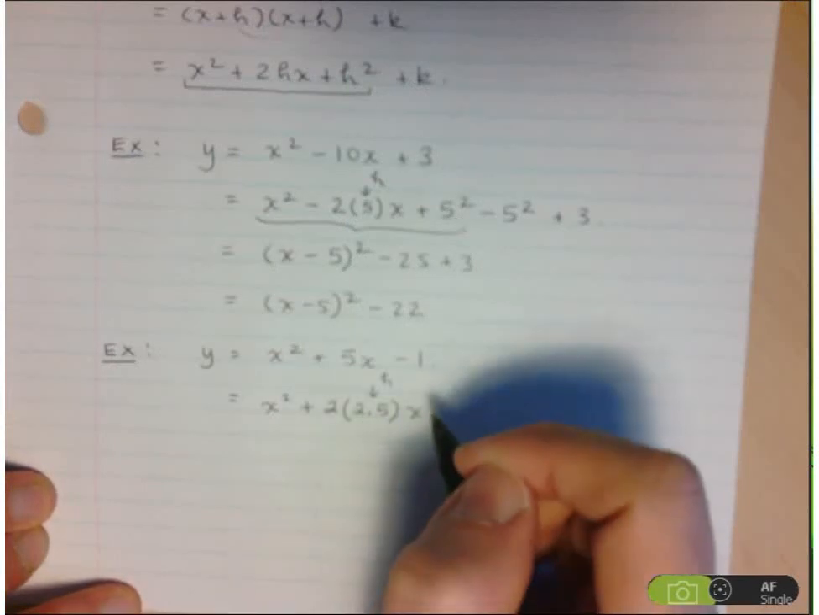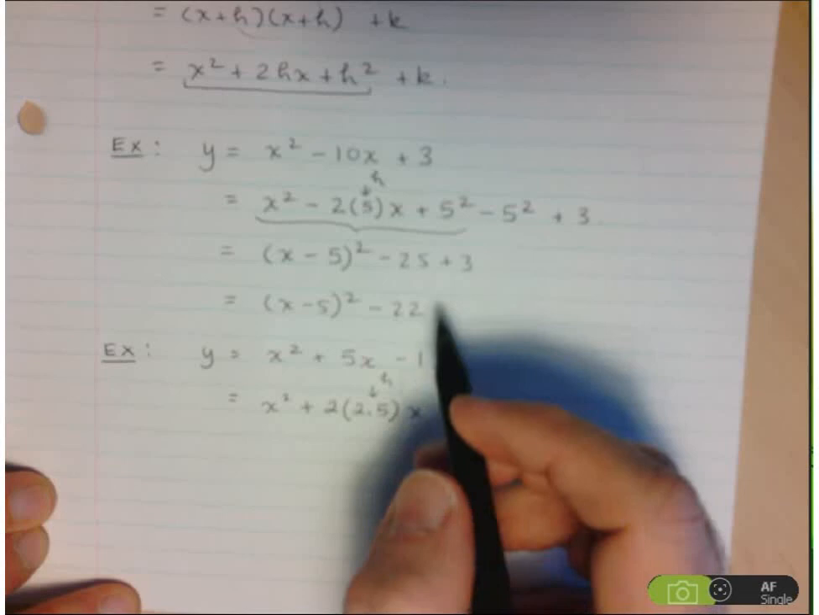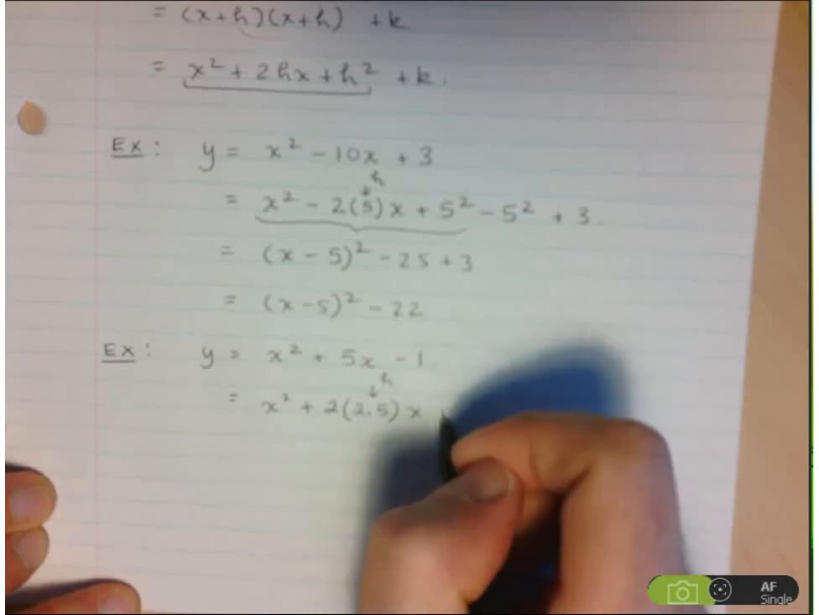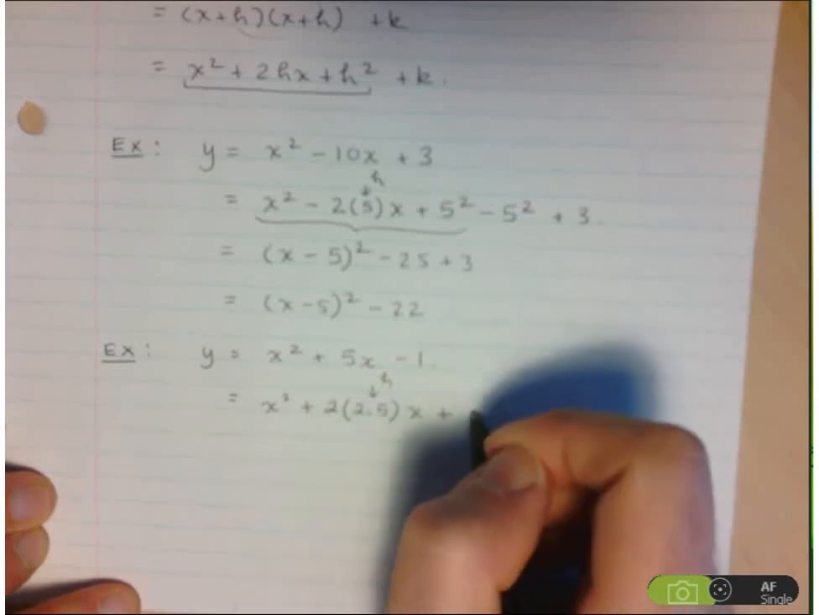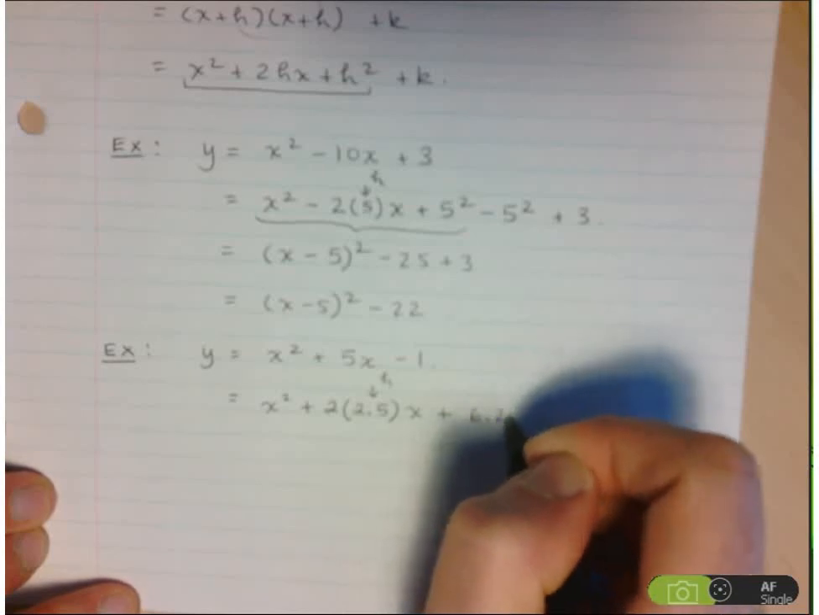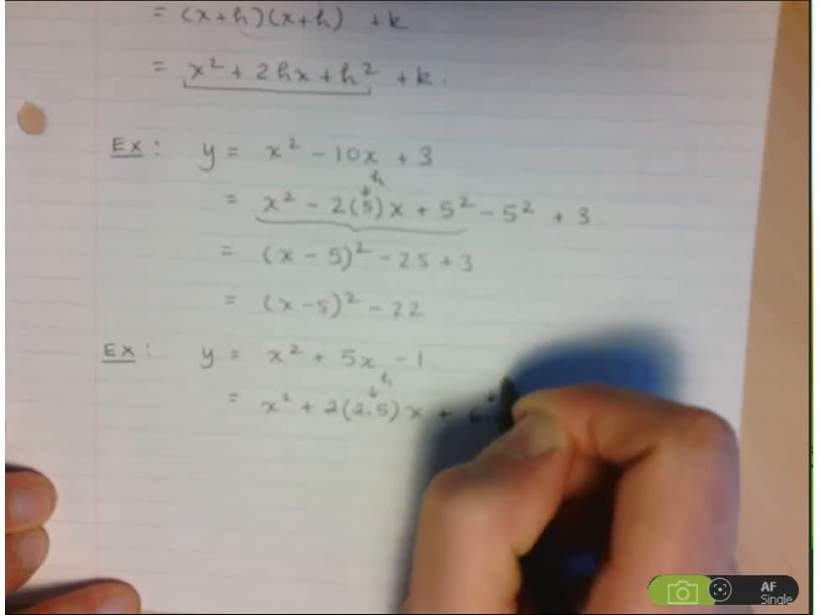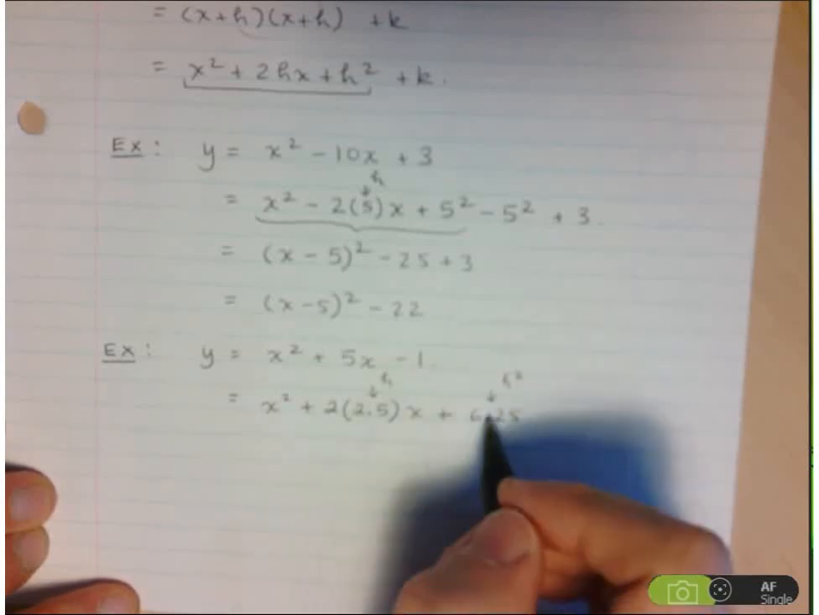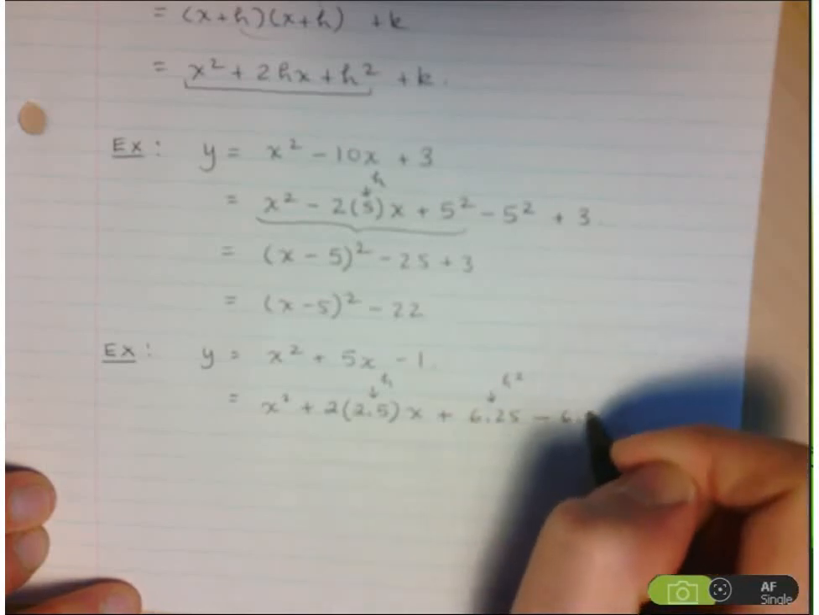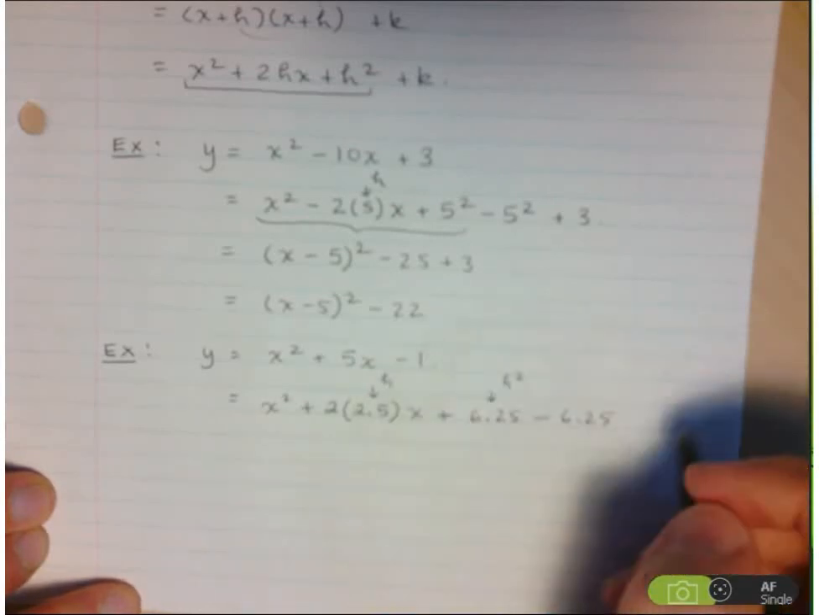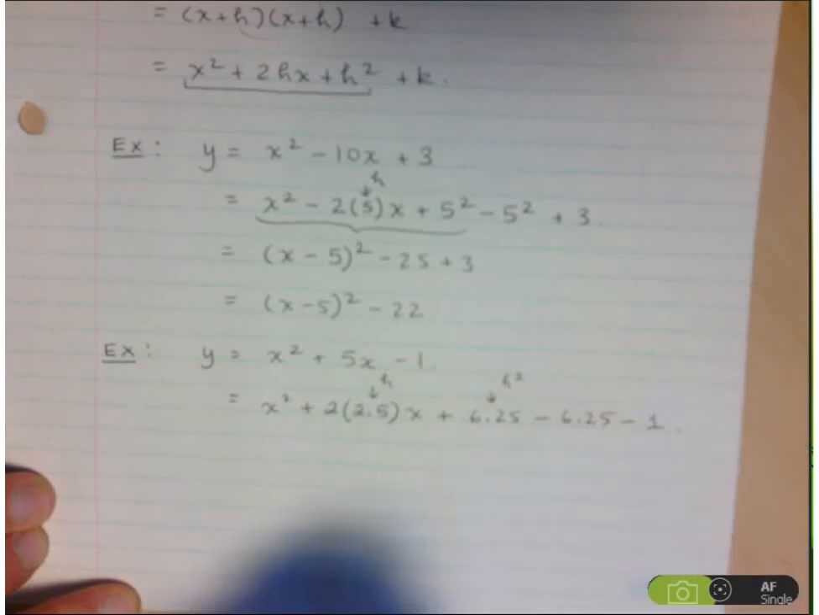Now, as I get better at this, I'm going to try to actually do this in fewer steps. So right away, I'm going to write out h squared, which is 2.5 times 2.5, is 6.25. So this is my h squared. And then, of course, since I've added something new, I also have to subtract it. And then don't forget that I've got my minus 1.